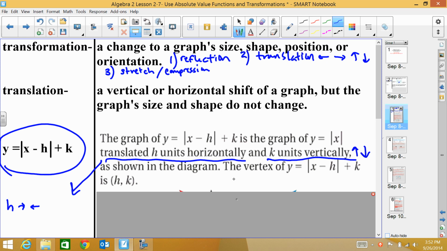Okay, the vertex of this equation is always (h, k). Now notice, h has a minus sign in front of it, which means that h is always the opposite of what you think it is. So if there's a 2 right there, even though it looks like minus 2, the h is actually a positive 2. So that's kind of confusing.